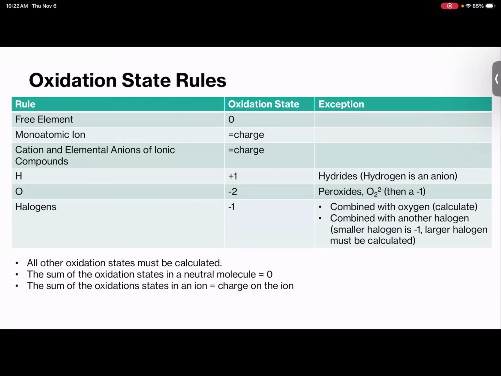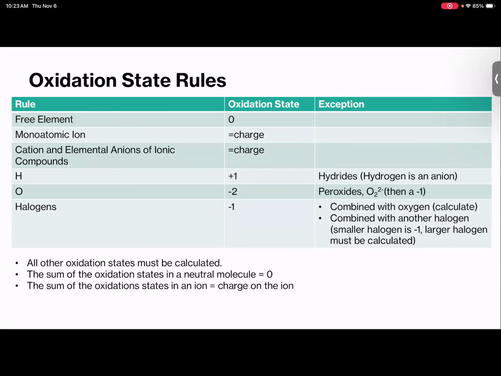The other example is if you've got two halogens together, like ClF3. If you have two halogens together, then the small halogen is the -1. You'll have to calculate the other halogen if it's not listed here. It has to be calculated.